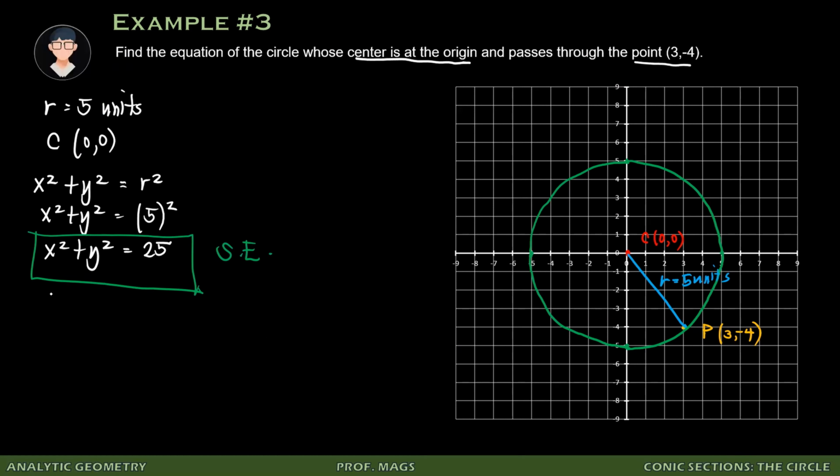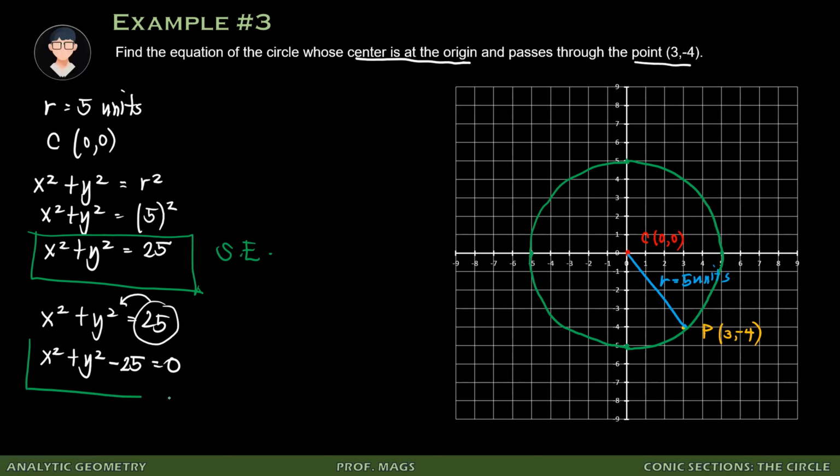And in order for you to formulate the general equation of the circle, just have to transpose this constant term to the left side of the equation. So x squared plus y squared minus 25 is equal to 0. So this will be our general equation of our circle. So we can name this circle in the form of standard equation: x squared plus y squared is equal to 25.